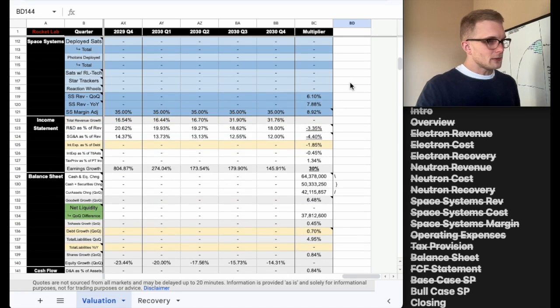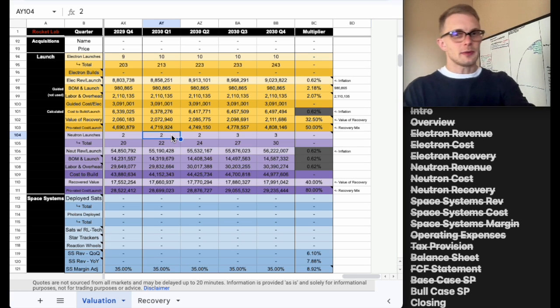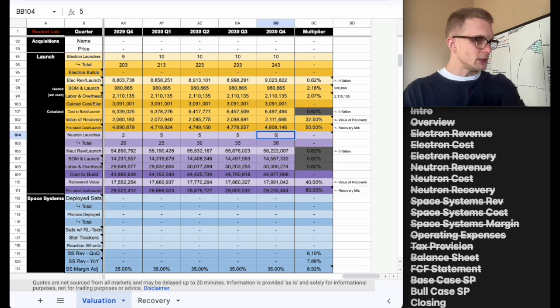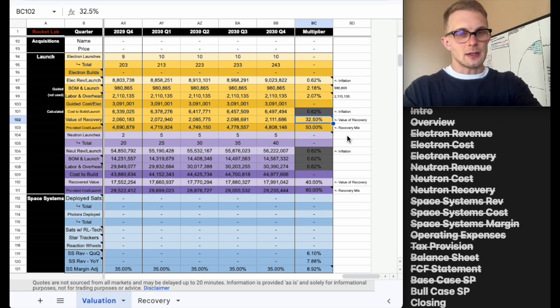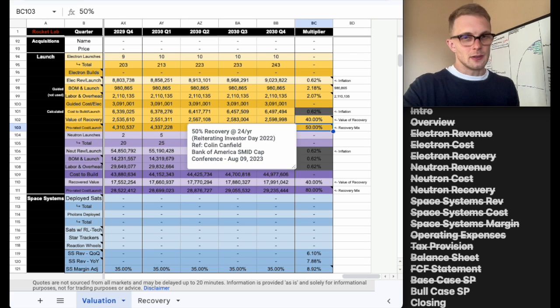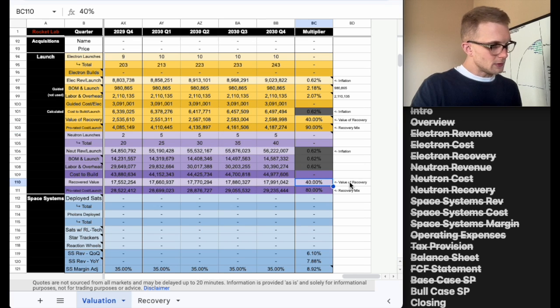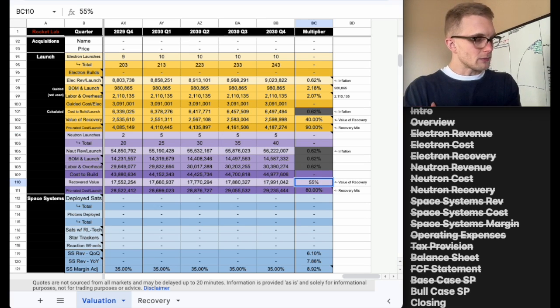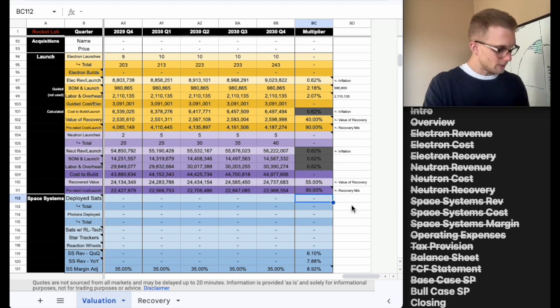All right, so now that we've looked at the base case, what we want to do now is change a few of the variables just to give you an idea of just how modular this model is. So in this scenario, let's bump the Neutron up. Let's say that they've built out a second pad in Virginia. What else can we change? We can say that the recovery rates are way up. So let's say that they've been able to save up to 40% for the Electron. Say that the recovery mix is up to 90%. How about for the Neutron? For the Neutron, let's go 55% recovery value. And how about 90% recovery mix for that?